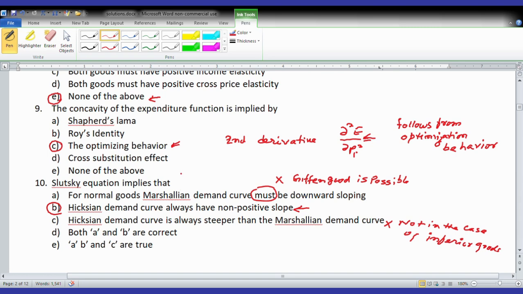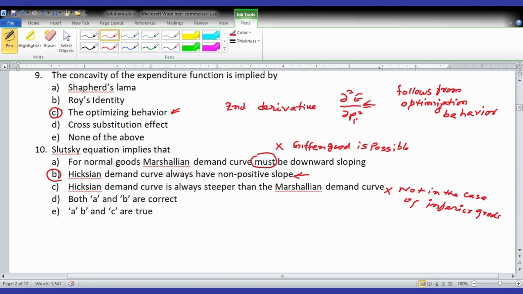Then the Slutsky equation implies that Hicksian demand curves always have a non-positive slope because the substitution effect is non-positive. So this means that the slope of the Hicksian demand curve must be either less than 0 or equal to 0, but it cannot be positive. So this is the correct answer for question 10.